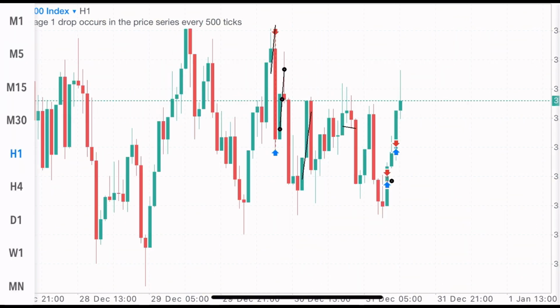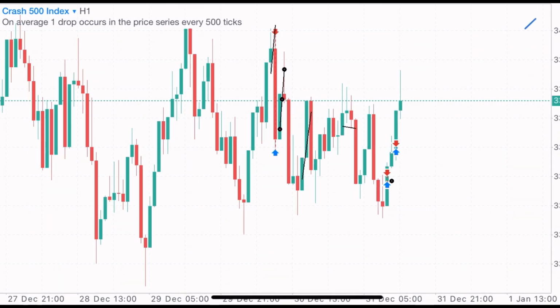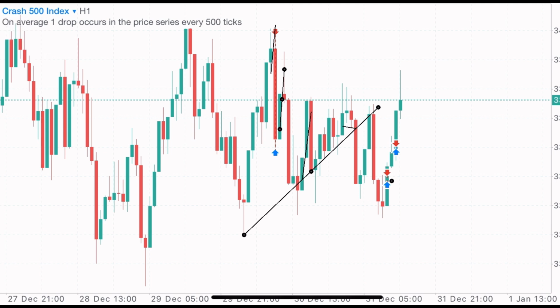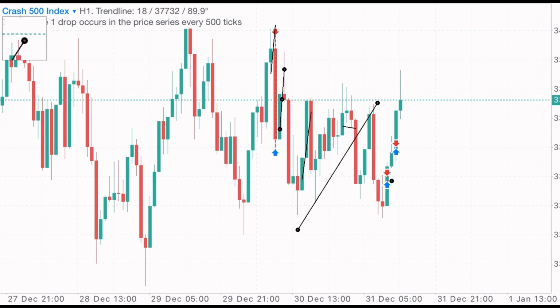Okay, for example, let's place our trend line from this point right here. Remember, we're marking it from here. Okay, we're taking it from this point right here. So you can see the profit from this market.